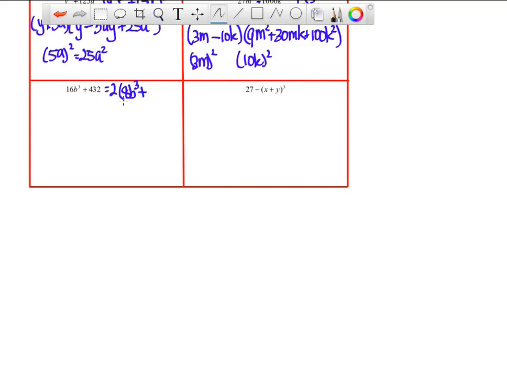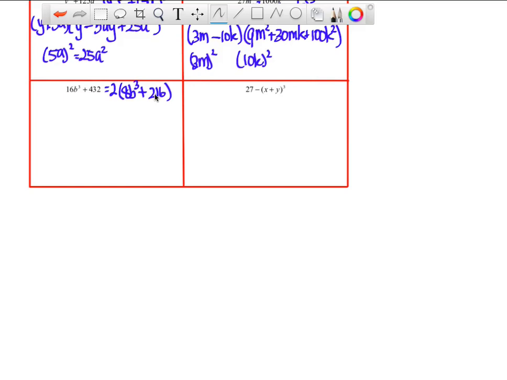So 8 is 2 cubed, and 432 divided by 2, I guess I should be able to do that. That's 216. Okay, so now I have to find a number that when I cube it, I get 216. Well, we just did 5 cubed, and 5 cubed was 125. So if it's anything, then it's got to be more than 5.